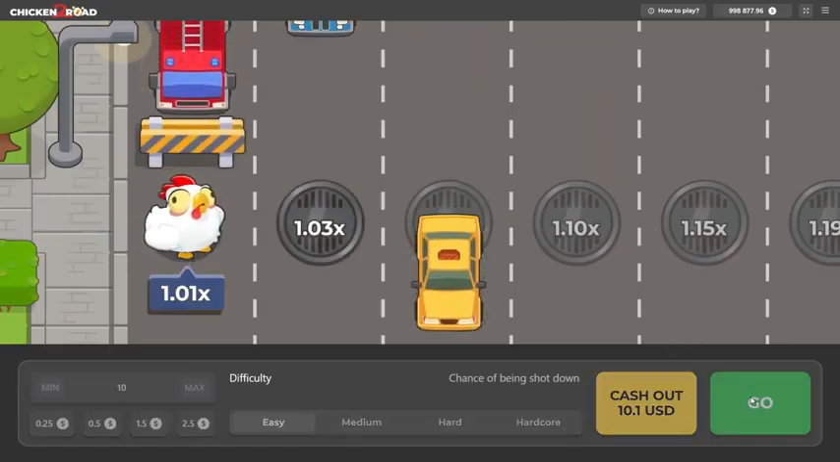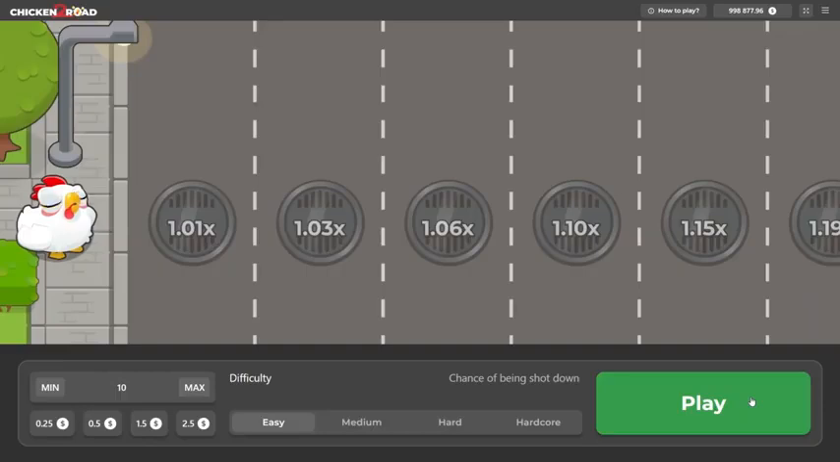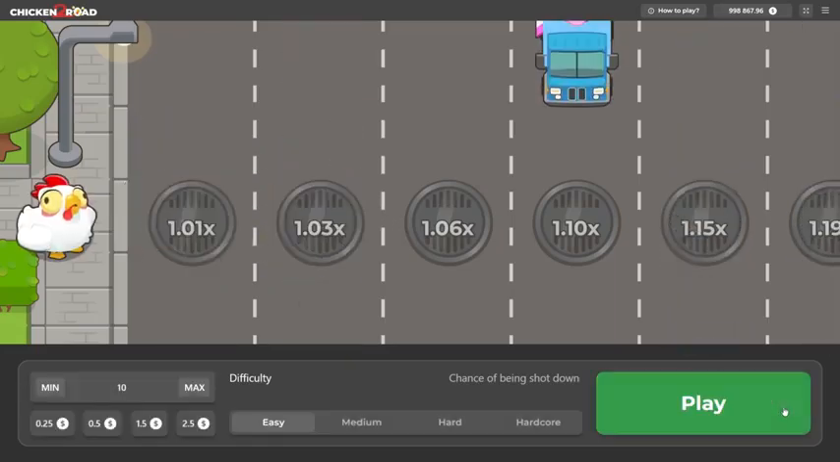You'll see a cash out button on your screen. The moment you click it, your round ends and you lock in whatever multiplier you're currently at. Your winnings are immediately calculated and added to your balance. But if you don't cash out in time and your chicken hits an obstacle, your bet is lost. There's no partial credit, it's all or nothing.